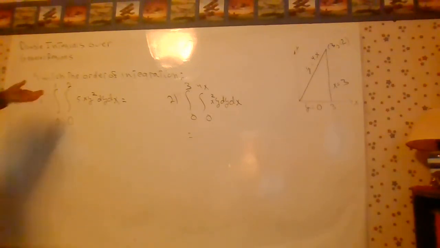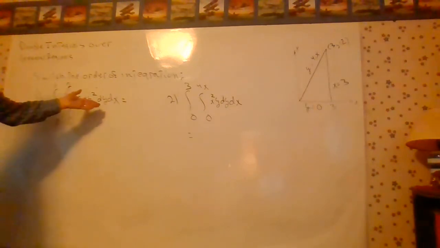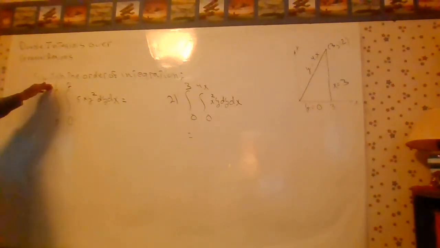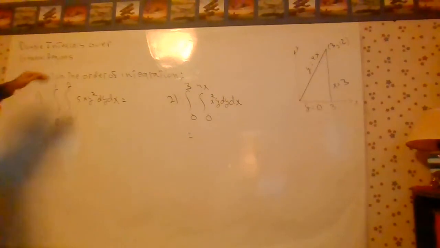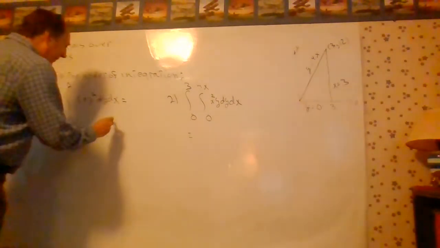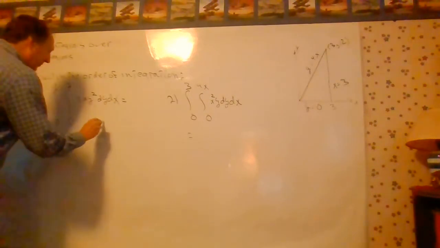First of all, we have a double integral 5xy squared dy dx. X goes from 0 to 1, y goes from 0 to 2. It's over a rectangular region, and very easy to switch the order of integration in this case.